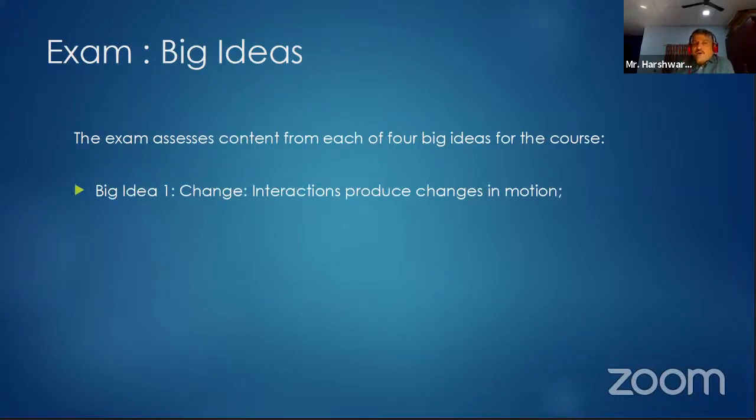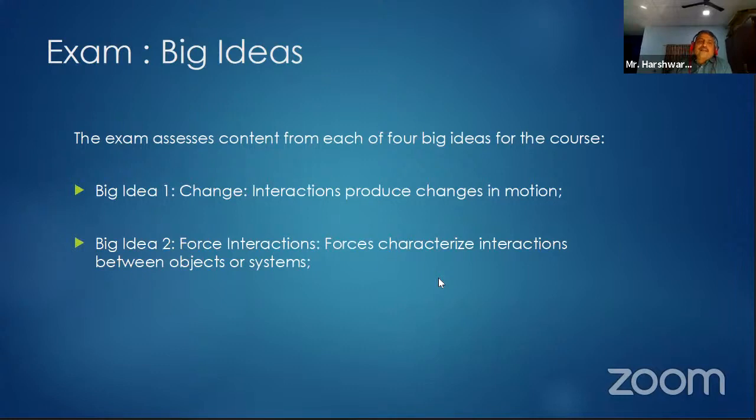Now, when we talk of change here, they're talking about interactions producing change in the motion. So we're talking about the concept of inertia, we're talking about the concept of force, and what kind of changes are brought in because of application of force to the state of uniform motion or the state of rest. Okay, the second big idea is about force interactions. So basically, I've talked about this, I guess.